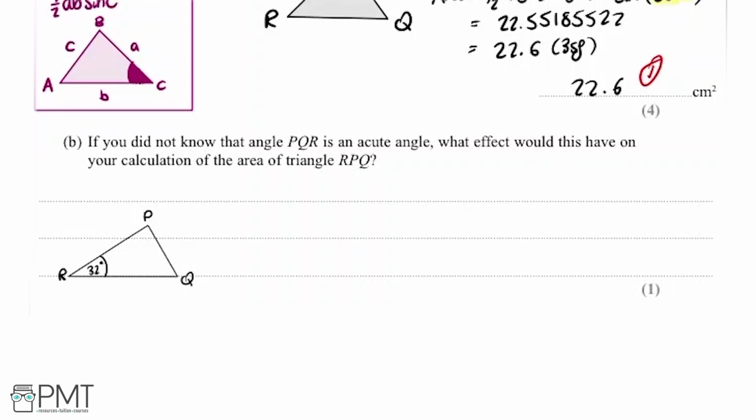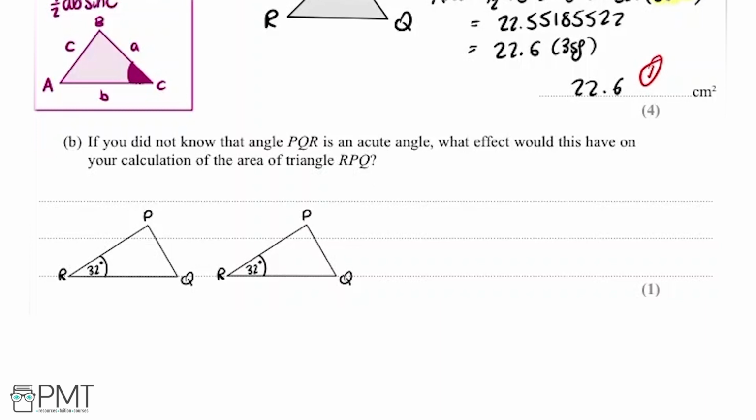Right, so now part B says, if you did not know that the angle PQR is acute, what effect would this have on your calculation of the area of the triangle RPQ? Okay, so I've got a little diagram of the triangle here, and in this case, Q is acute, you can see here. So as we said in the previous part, when the angle is acute, it means it's less than 90 degrees. So the other option would be that the angle could be obtuse or greater than 90 degrees.